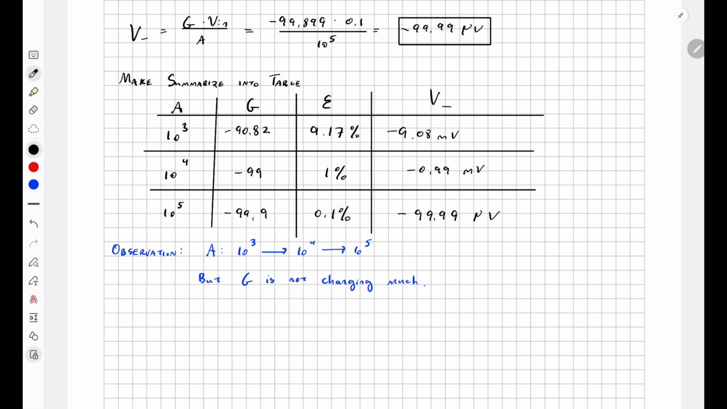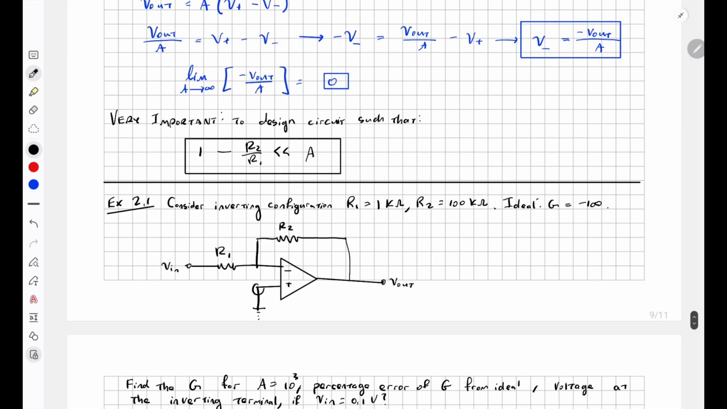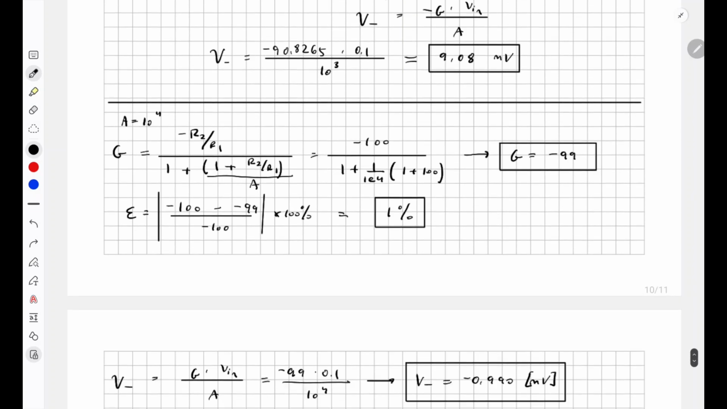So as the op-amp becomes more ideal, the inverting terminal approaches virtual short. In this case, the virtual short means virtual ground, because if it was ideal, this would be 0 volts, this would be 0 volts.